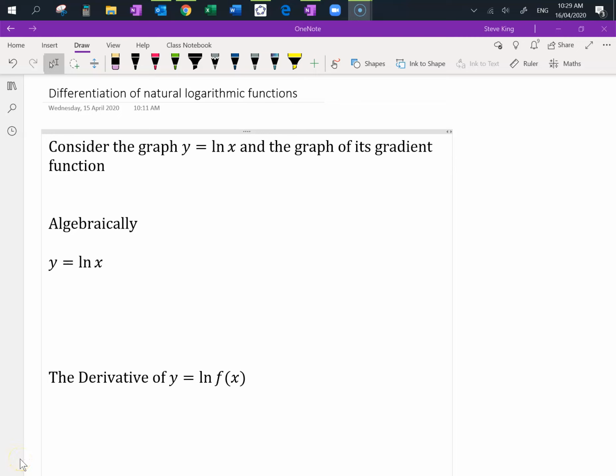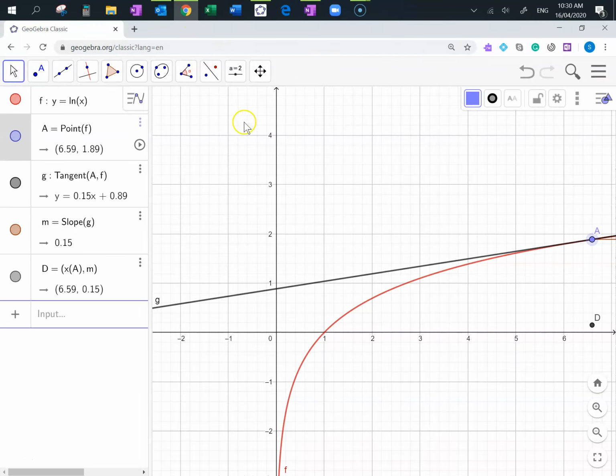Hi, in this video we're looking at the differential of the logarithmic function. As I did with the previous situation with the e-functions, the exponential functions, we're going to start off by looking at the graph of ln x and its gradient function that goes with it. So if I go across to GeoGebra, I have already drawn the graph of y is equal to ln x. It's the red graph that runs over here.